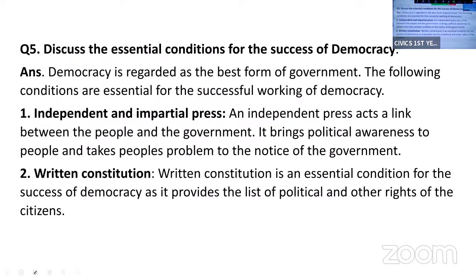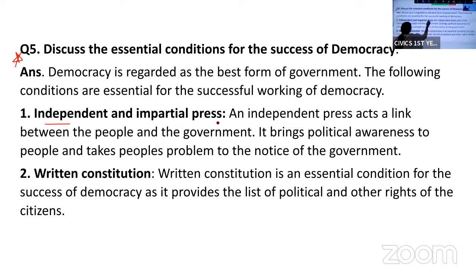So let us now move to the next question: conditions necessary for the success of democracy. This is another important question. You can expect it this time, a very important question. Democracy is regarded as the best form of government, and India is the largest democratic country in the world. So for the success of democracy, certain conditions are to be satisfied. What are they? Let us see.